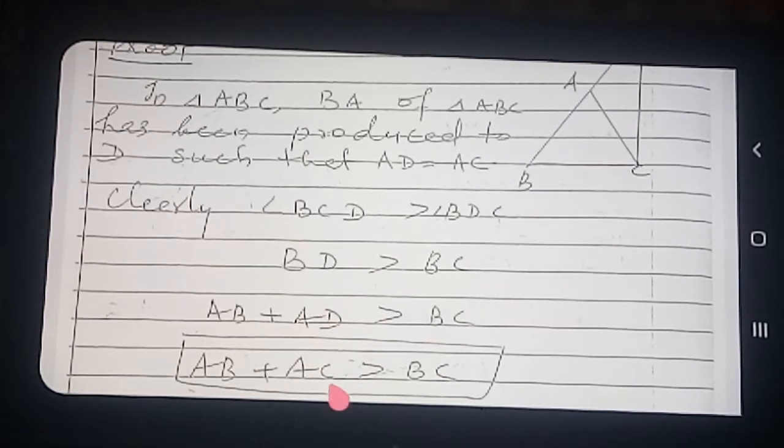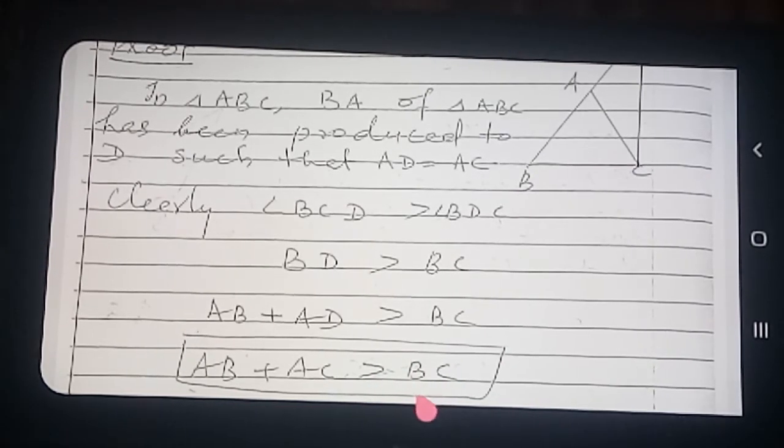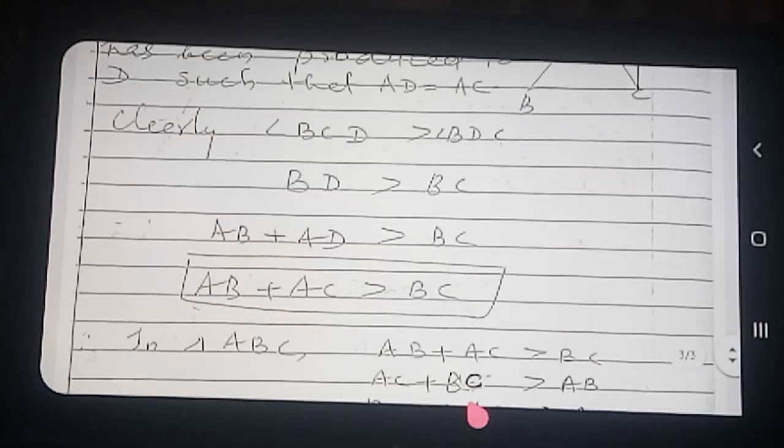So what did you prove here? The sum of two sides of a triangle is always greater than the third side. It is a very, very important property. In any triangle it will be true. You can draw many triangles, take measurements, and check this property. Add any two sides and you will see it is always greater than the third side. You can do these activities sitting at home, and you will also get encouragement. Do and see by yourself.